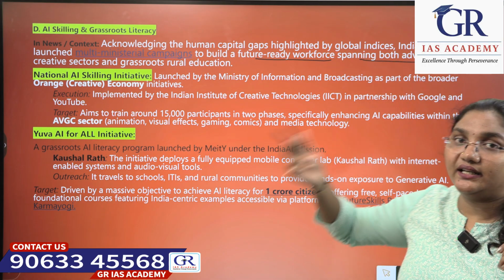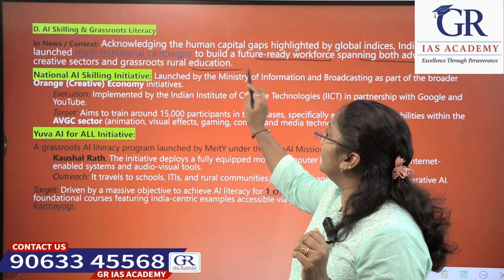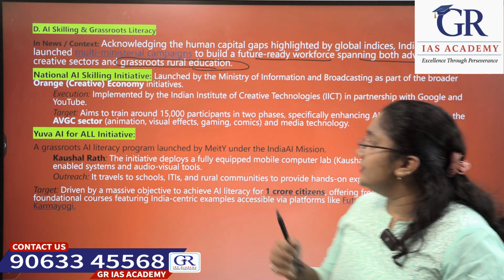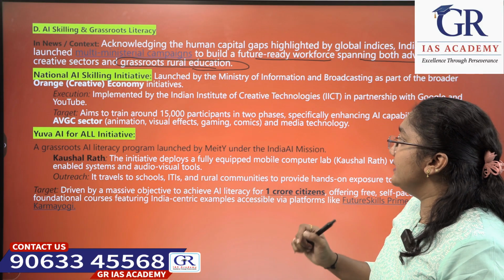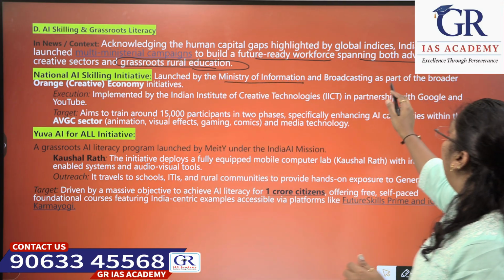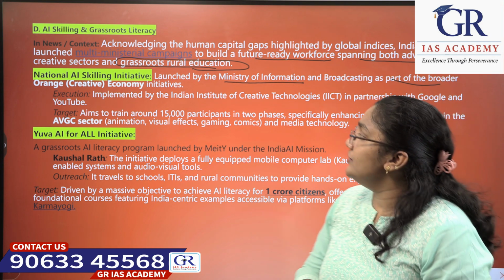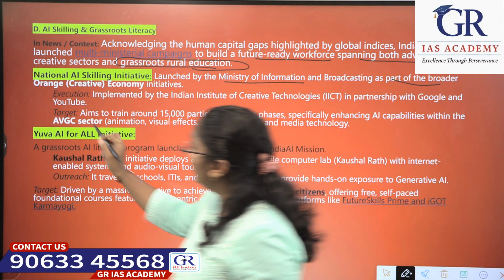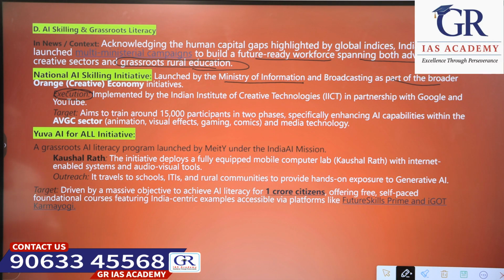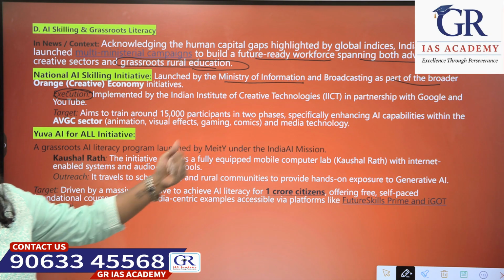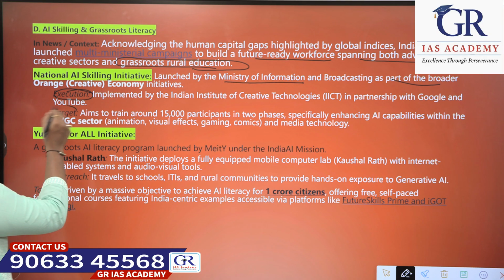Spanning both advanced creative sectors and grassroots rural education. Now, coming to the National AI Skilling Initiative, what is this initiative up to, which is launched by the Ministry of Information and Broadcasting as a part of the broader Orange Creative Economic Initiatives. What is the execution of it? This initiative is implemented by the Indian Institute of Creative Technologies in partnership with Google and YouTube.